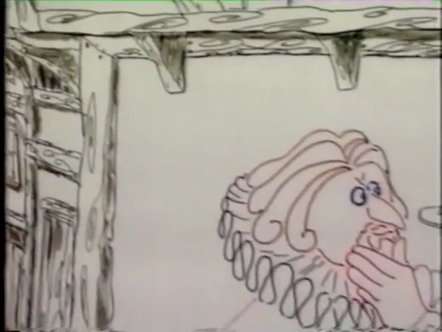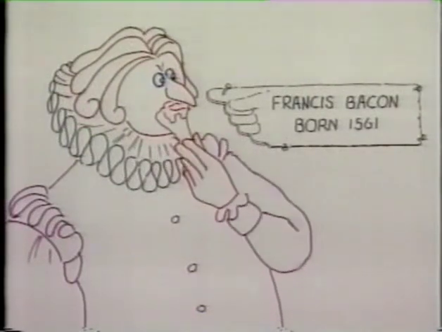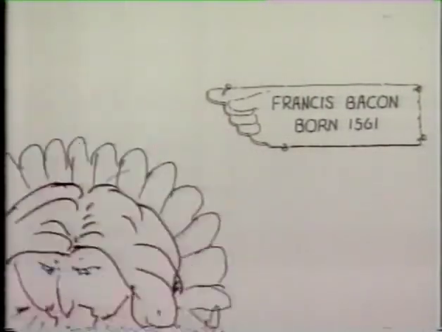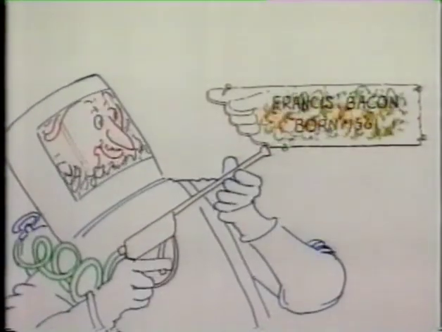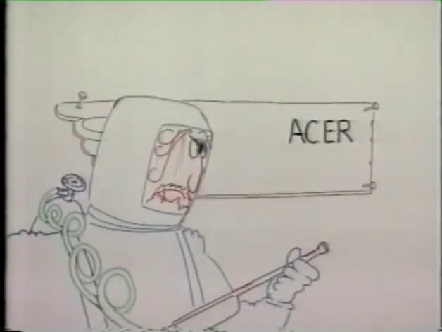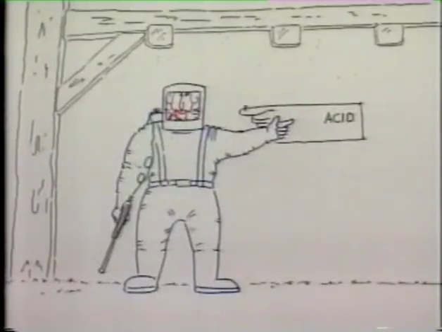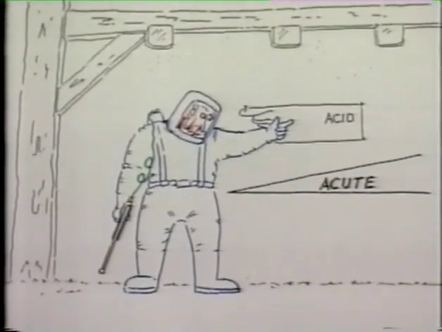Acid was given its name in the 16th century by Sir Francis Bacon. It comes from the Latin word acer, which means sharp. Some acids have a sharp taste, and you get a sharp burning sensation if acid touches your skin. There are other similar words in English. For example, an acute angle is a sharp angle, which can give you an acute pain.